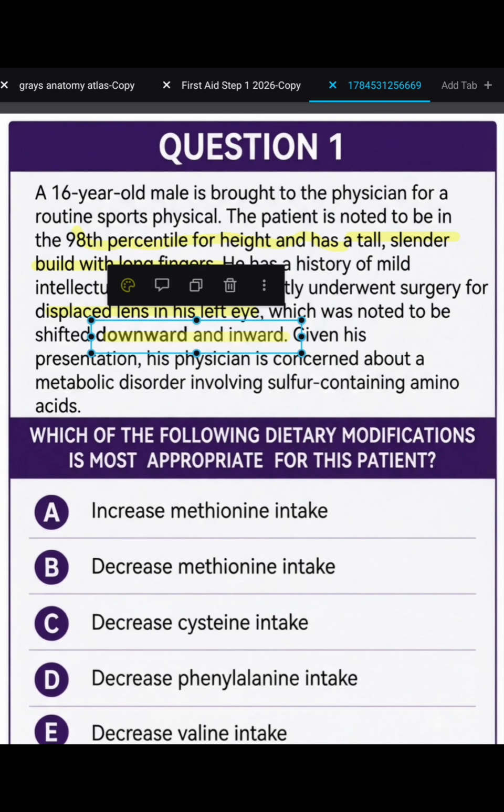First, we have to identify what disorder it is. From the buzzwords, the patient is in the 98th centile, meaning he is tall, with slender fingers, which points toward a Marfanoid habitus, like he has Marfan-like features, and lens subluxation, which is downward and inward. This is a classic presentation of homocystinuria. In homocystinuria, the lens is subluxated downward and inward. Let's study the homocystinuria topic and then come back to choose the best option here.